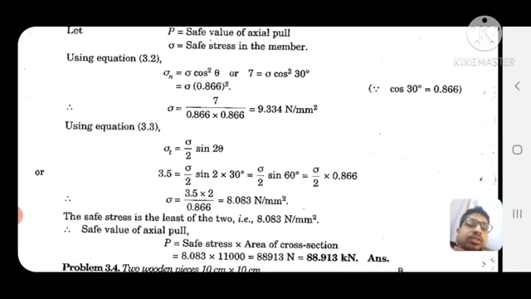Now, so this is what we discussed today, the principal stress.